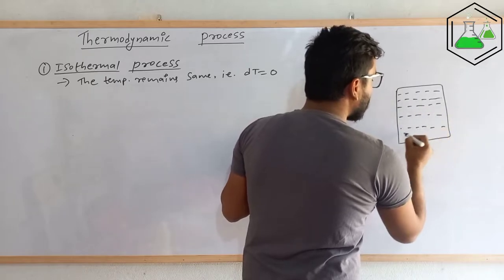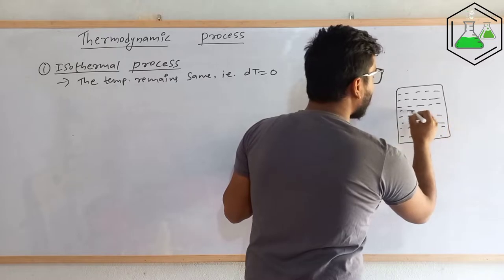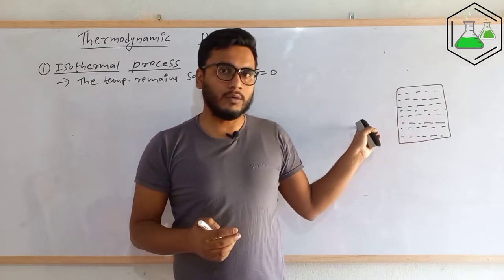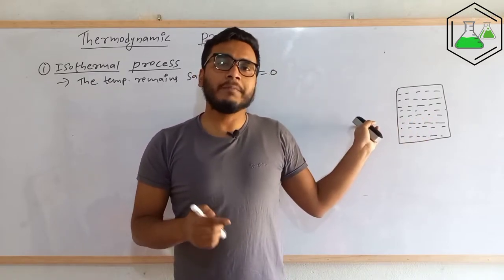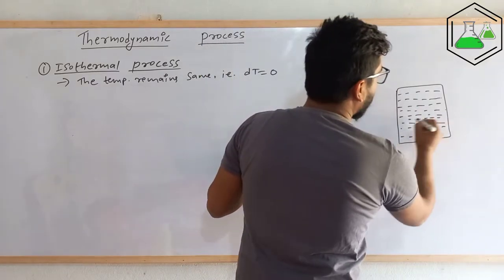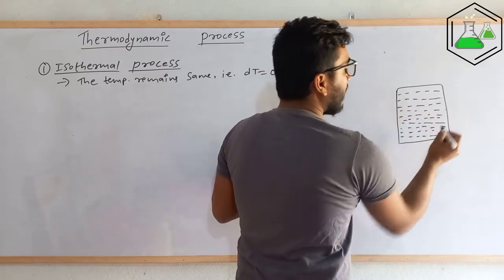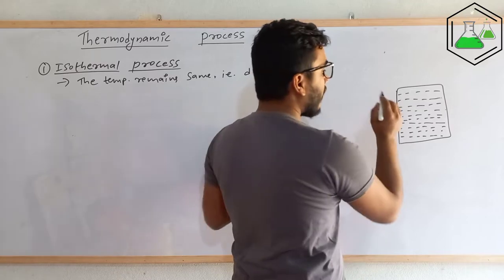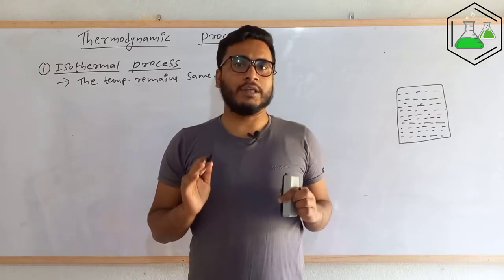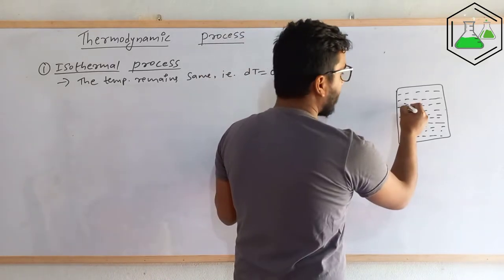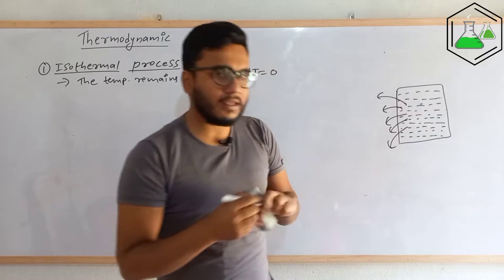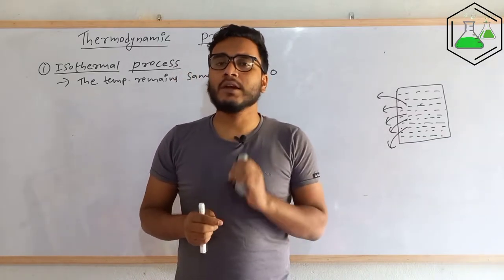See, I have told you the temperature should not change. But to maintain the temperature, there might be exchange of heat energy between the system and the surrounding, okay? If you don't know about system and surrounding, then please check the link in the description below. I have put the video over there. Now, here the reaction is happening. And suppose this is the exothermic reaction. Then what happens? Exothermic reaction means heat energy will be produced in the reaction itself and the temperature should increase. But to keep the temperature constant, the heat energy is absorbed by the surrounding.